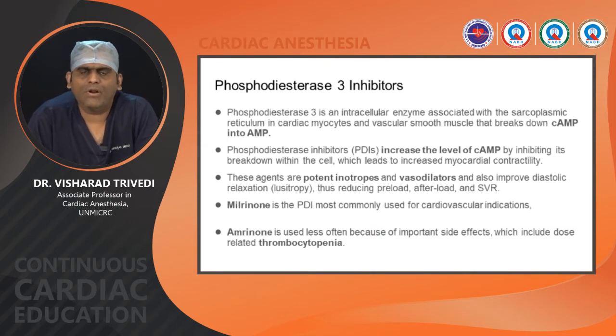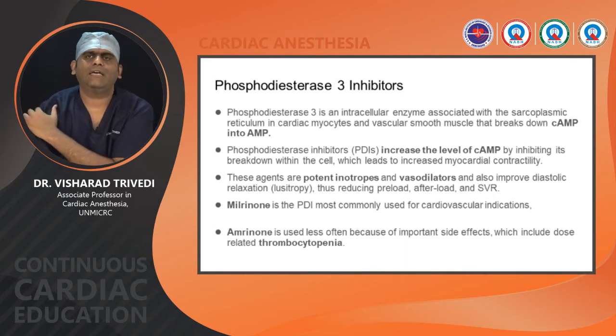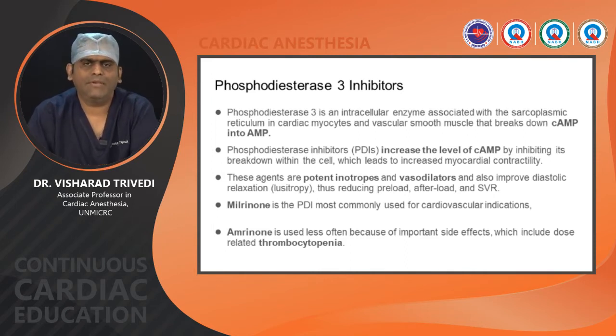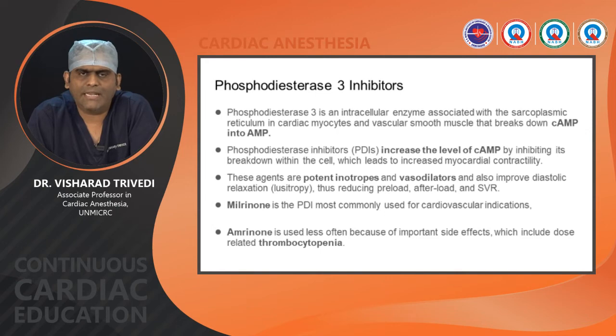Now we jump onto the non-catecholamine inotropes. The first and foremost is the phosphodiesterase 3 inhibitor. The drug is milrinone. Phosphodiesterase 3 is an intracellular enzyme associated with the sarcoplasmic reticulum in cardiac myocytes and vascular smooth muscle cells that breaks down cyclic AMP into AMP. So what these agents will do is inhibit the phosphodiesterase enzyme, which in turn limits the breakdown of cyclic AMP, and in turn they will increase the level of cyclic AMP.